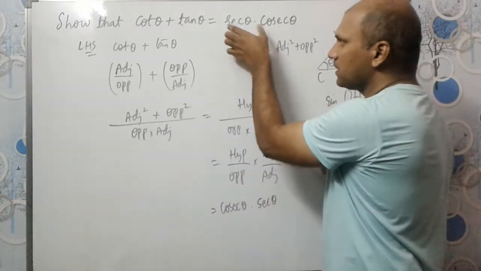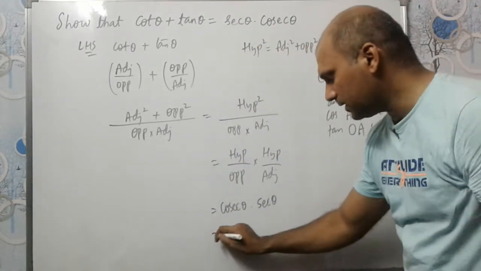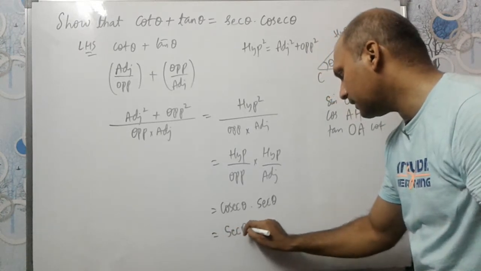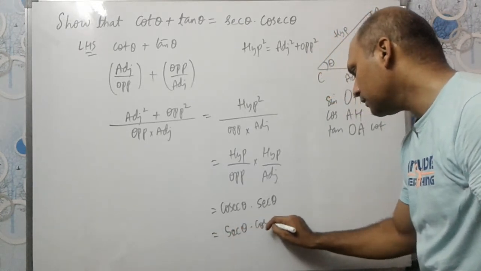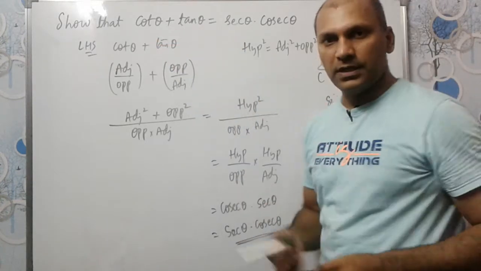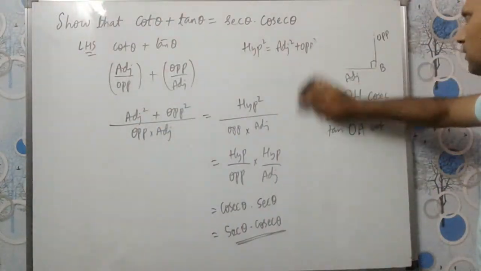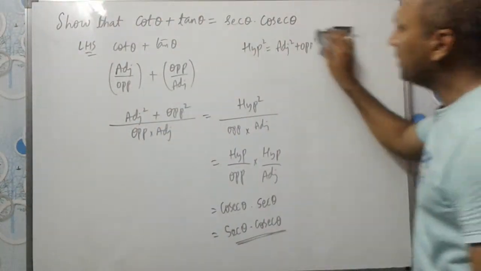We got RHS. Secant multiplied by cosecant. We got cosecant multiplied by secant. It is same, right? We can write it as secant theta multiplied by cosecant theta. LHS and RHS are equal. Okay, this is the other method of solving this problem. I hope this is clear. Now let us learn the actual method, the ideal method.